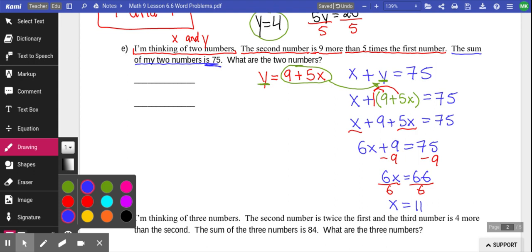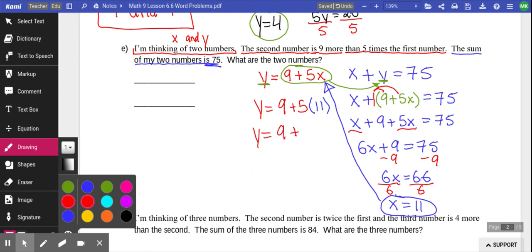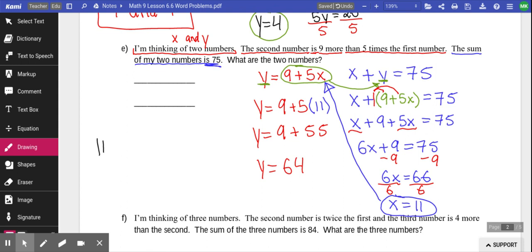Beautiful. Once I know one number, I can substitute that answer back into one of the original equations to figure out the second number. So this would now become y equals 9 plus 5, and then instead of x, I'm putting in brackets 11. That means y equals 9 plus 55. If I did 5 times 11, that means y equals 64. So my two numbers that this person was thinking of are 11 and 64.